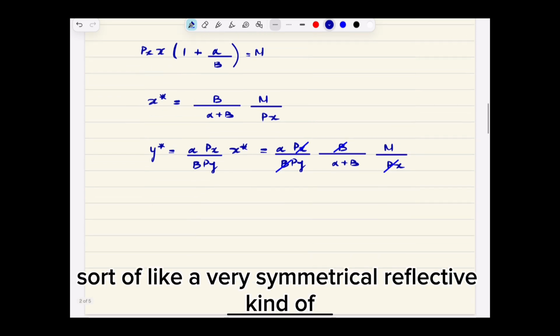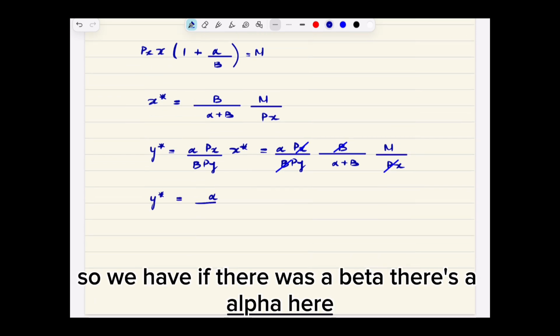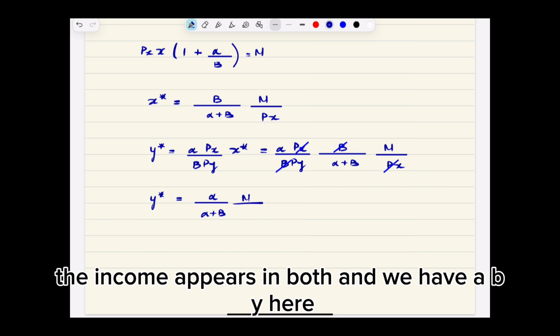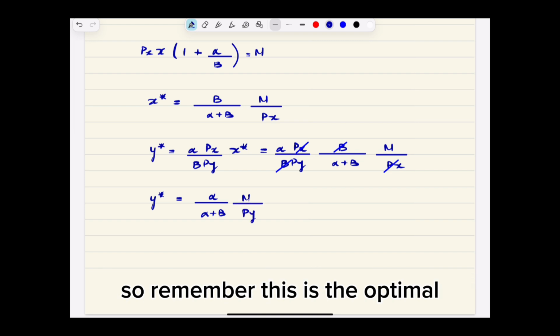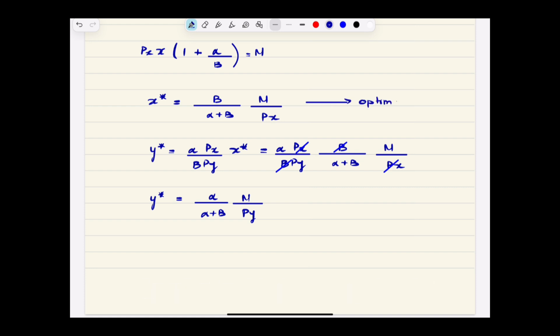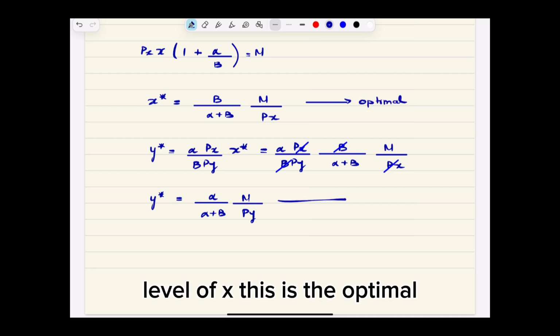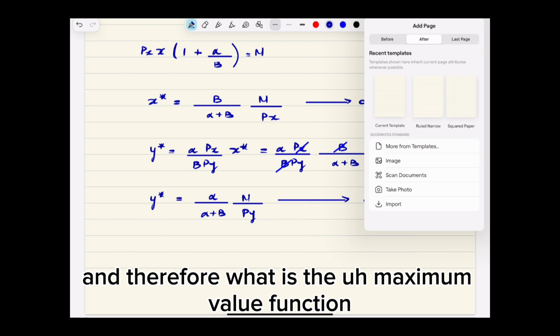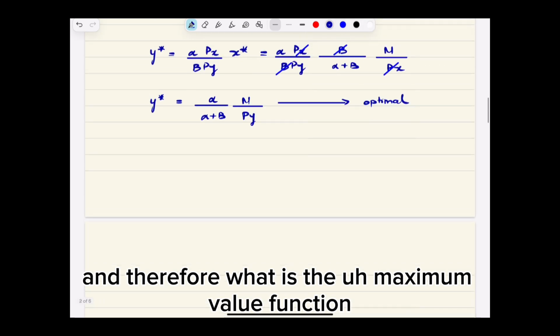sort of like a very symmetrical, reflective kind of thing. So if there was a beta, there's an alpha here, alpha plus beta appears in both the denominators, the income appears in both, and we have a py here. So remember, this is the optimal level of x, this is the optimal level of y, and therefore what is the maximum value function?